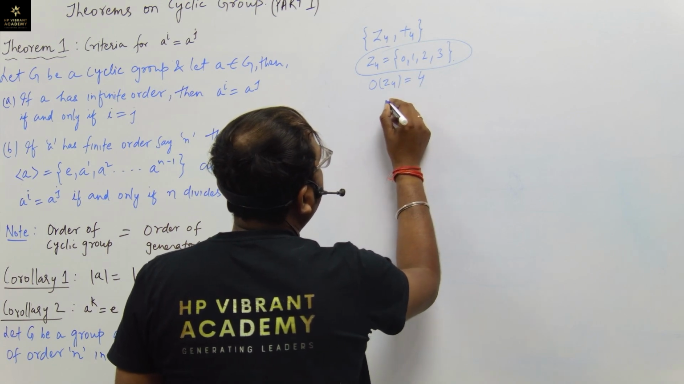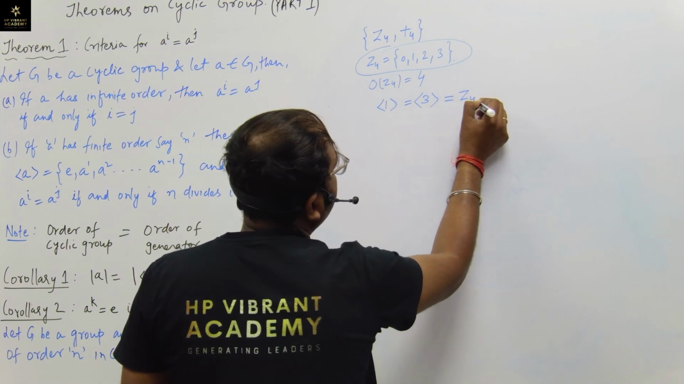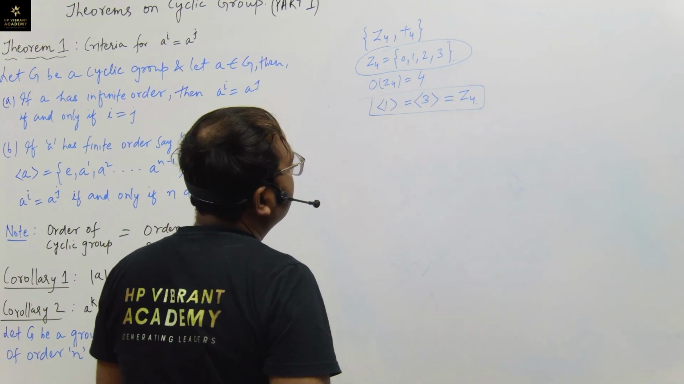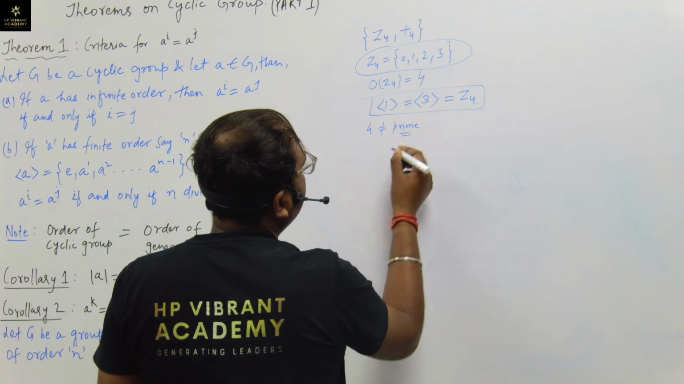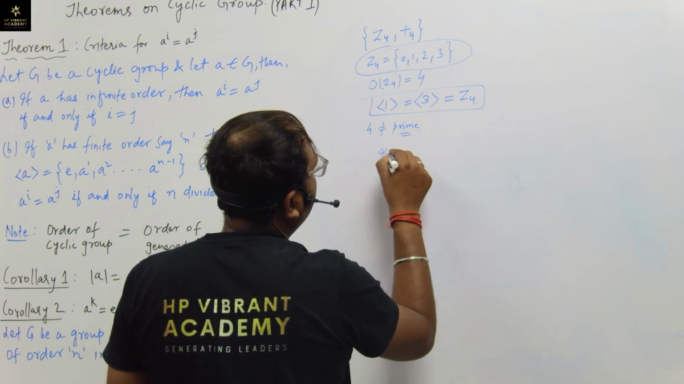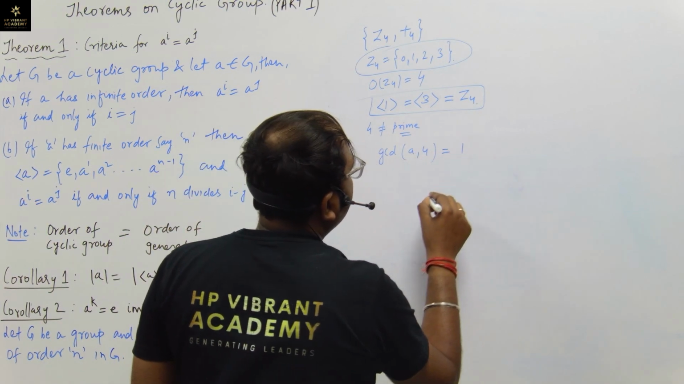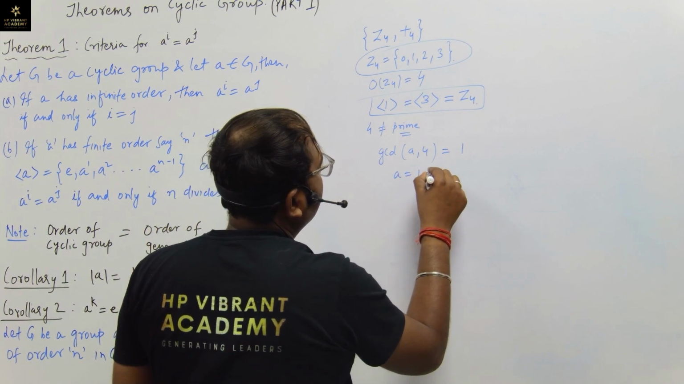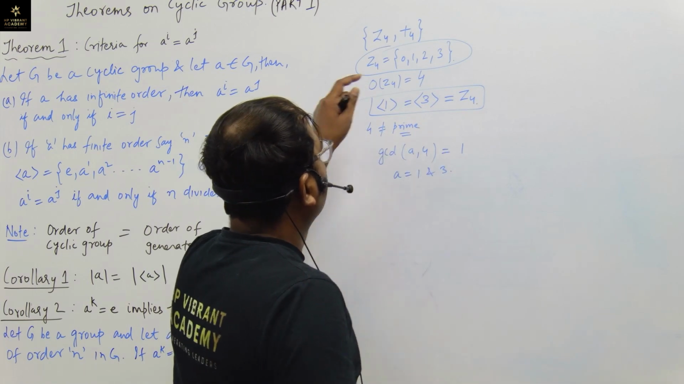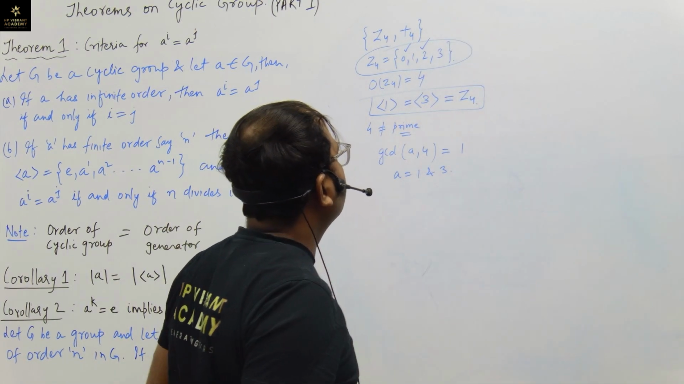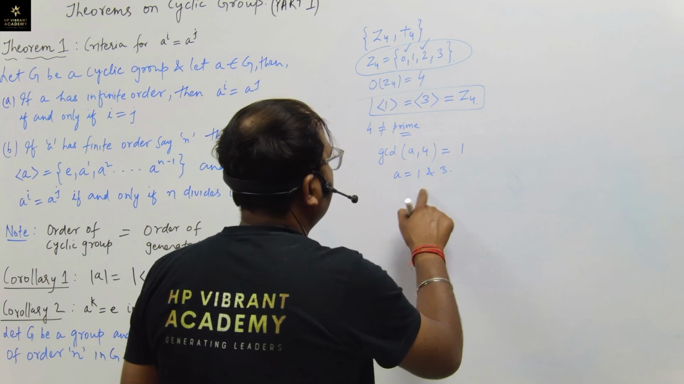The generators of Z4 are 1 and 3. So this is equal to Z4, because as per the concept, 4 is not a prime number. If a is the generator, then GCD of a comma n, where n is 4 here, a comma 4 is equal to 1. So a will be 1 and 3, because GCD of 1 and 4 is 1, and GCD of 3 and 4 is 1. And 0 and 2 will not be generators, because GCD of 0 and 4 is not 1, and GCD of 2 and 4 is not 1. So 1 and 3 are the generators.